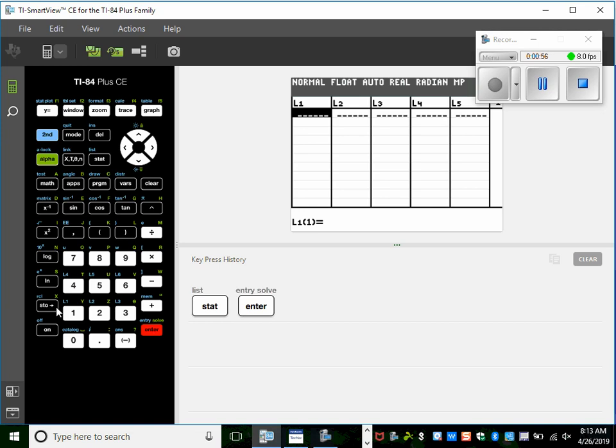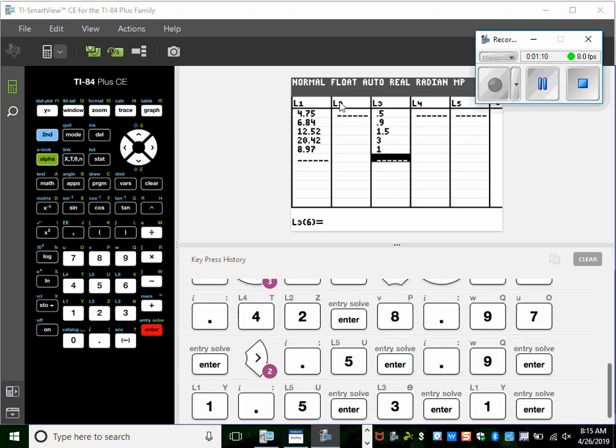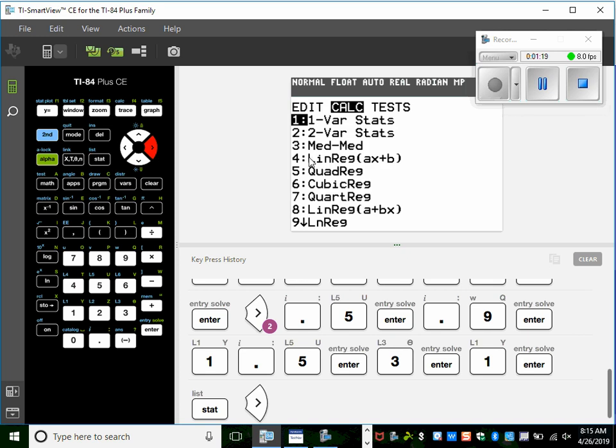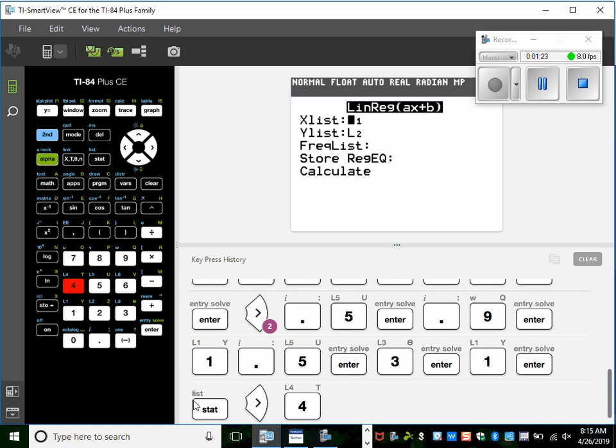Now you're going to enter the meal cost on page 13 into L1 and the tip into L2. I'm going to pause this and type that in, and you can type it in as well. Once you have your data in, you go back to stat again, arrow over to calc, and line of best fit is option number 4. Then we keep hitting enter until we see the slope and y-intercept.